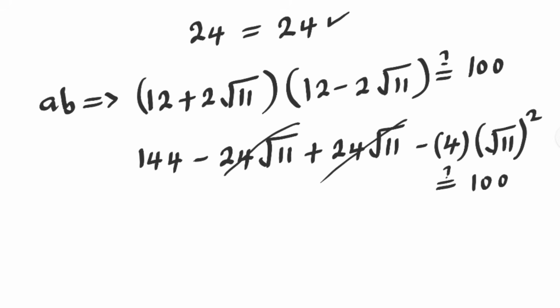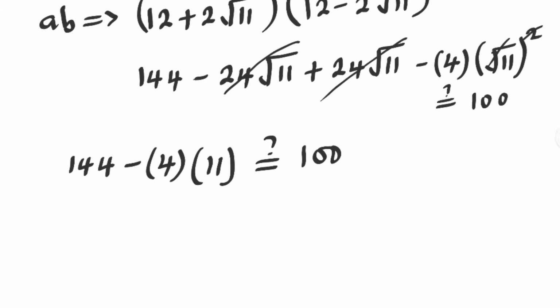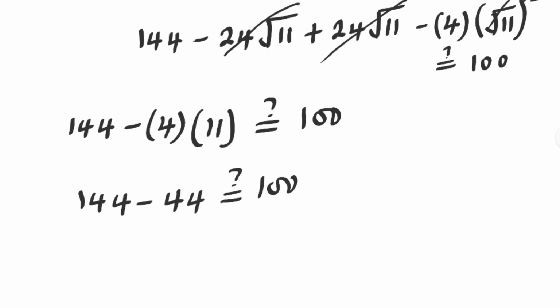Here, these cancel this. We have 144 minus 4 multiplied by this cancel square root here. We have 11 must be equal to 100. Here, 144 minus 4 times 11, that is 44, must be equal to 100. 144 minus 44, this is 100, is equal to 100, which is true.